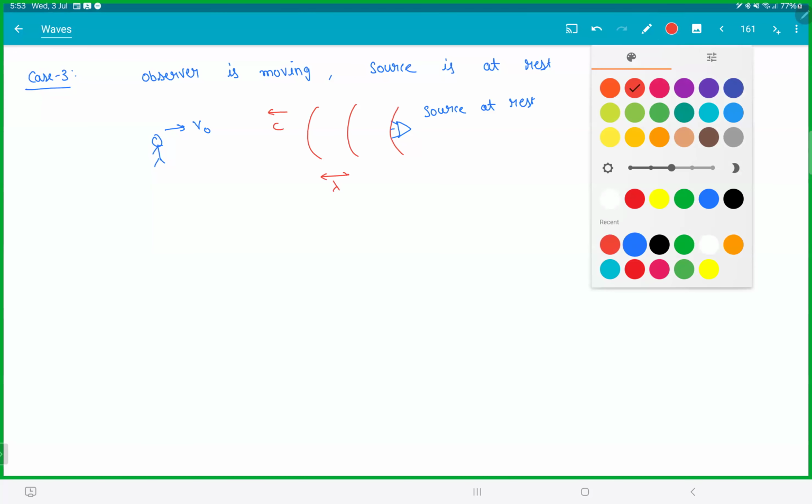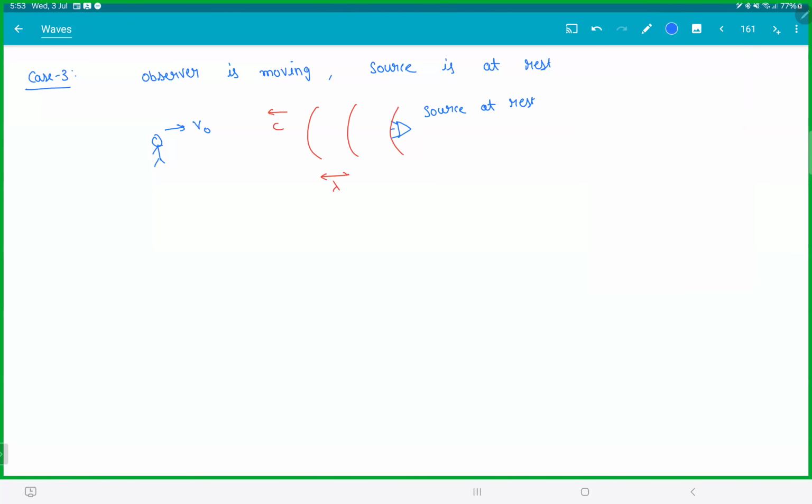But the observer will think the waves are coming faster. Observer feels relative velocity basically. Because he is running opposite to it, he will be reaching the waves faster. Speed of sound has become c plus v naught. This is your C apparent. So F apparent would be C apparent by lambda, which is C plus V naught, and lambda is nothing but C by F, so it goes up F.